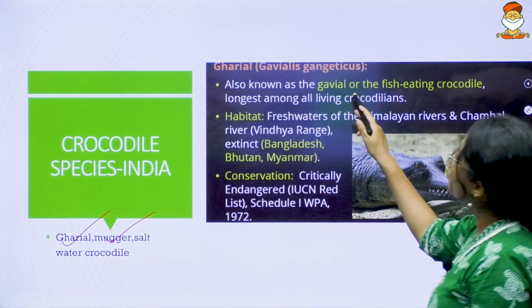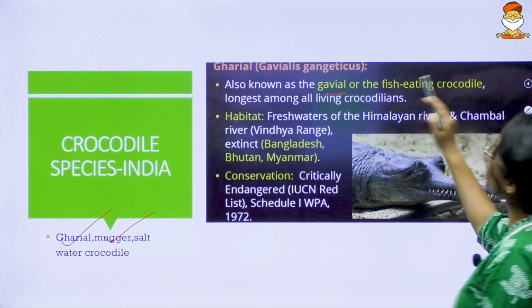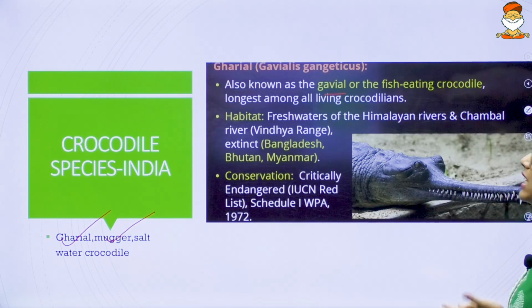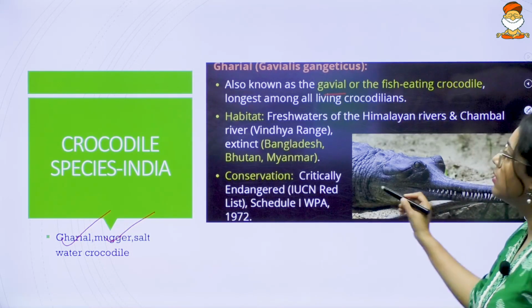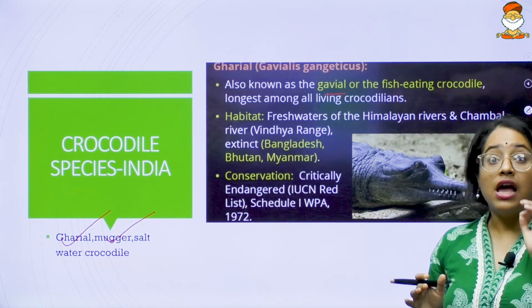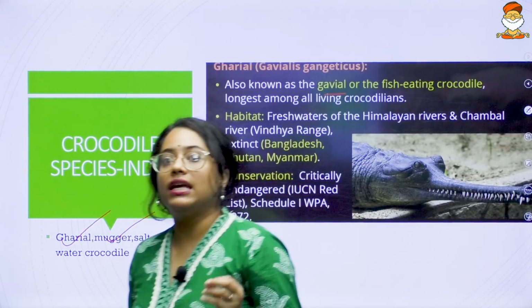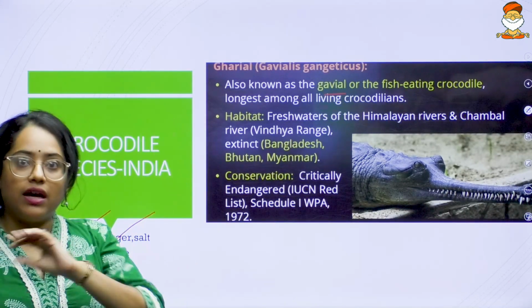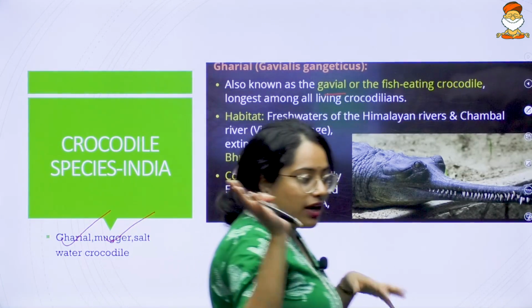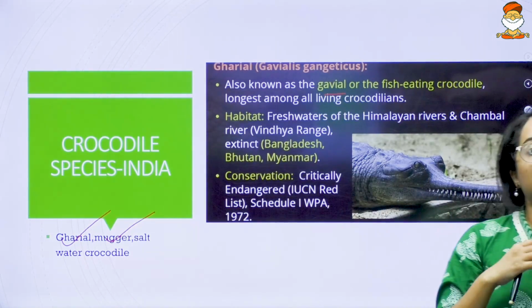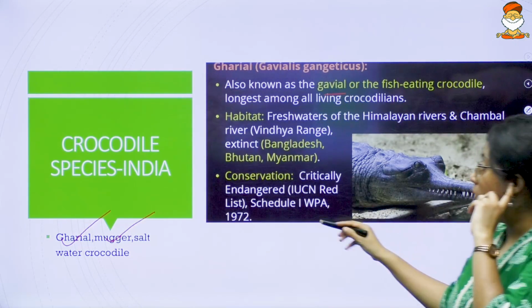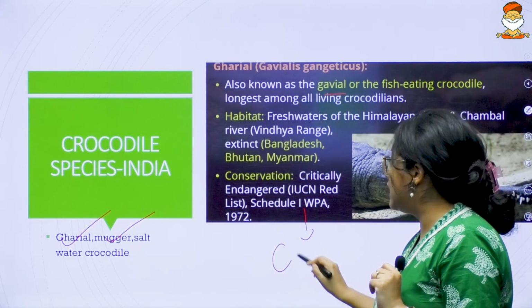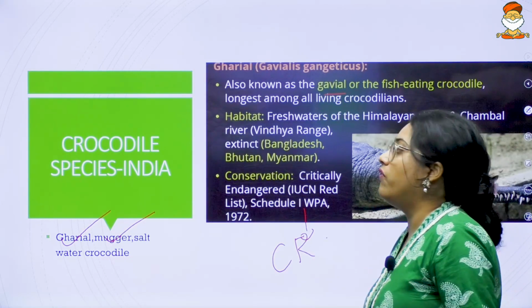Gharial is also known as the gavial or the fish-eating crocodile, and it is the longest among the living crocodiles. Primarily, gharials are seen in the freshwaters of Himalayan rivers and the Chambal River in the Vindhya range. It used to be there in Bangladesh and Bhutan, but now it's extinct. Right now, it's listed as a critically endangered species by IUCN.